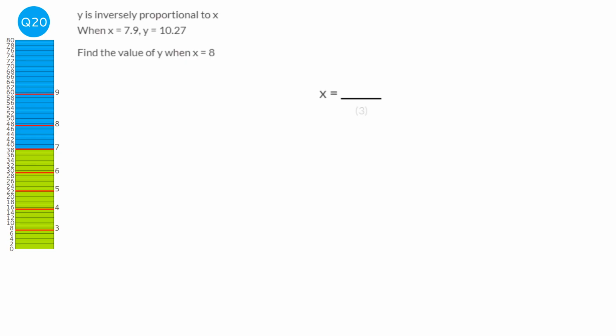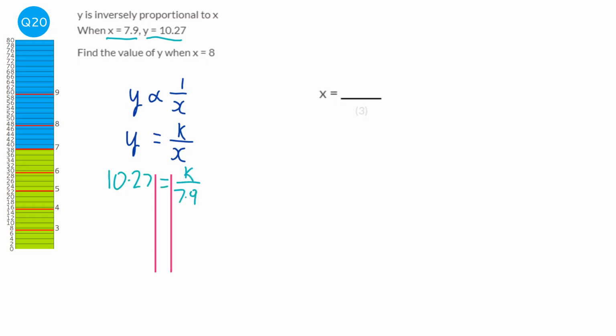We're told here that y is inversely proportional to x, so we put 1 over x because inversely means it's going to be proportional to 1 over. Going to replace that proportionality sign for an equals, and to do that we need to multiply the right hand side by k, so it becomes k over x. And we're told that x is 7.9 when y is 10.27. So we're just going to substitute those both in so that we can find out what k is, what our constant is.